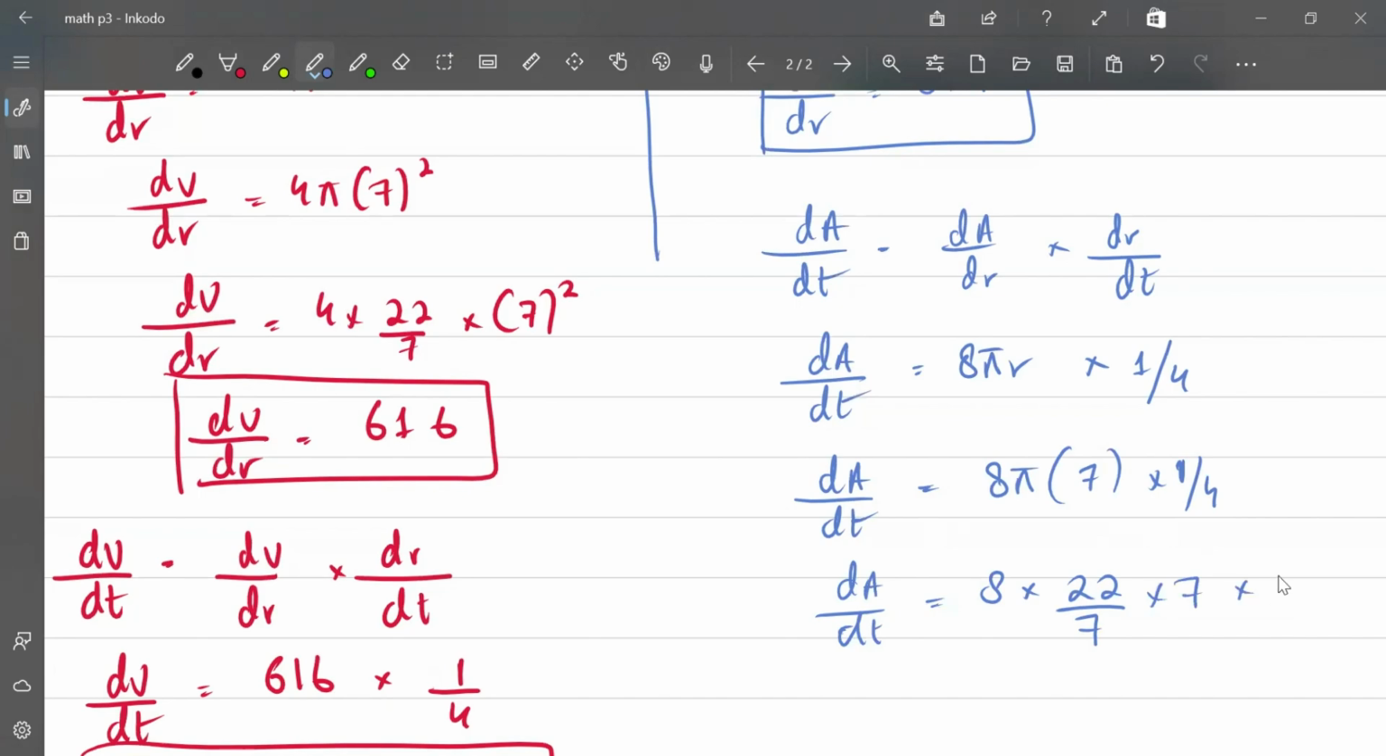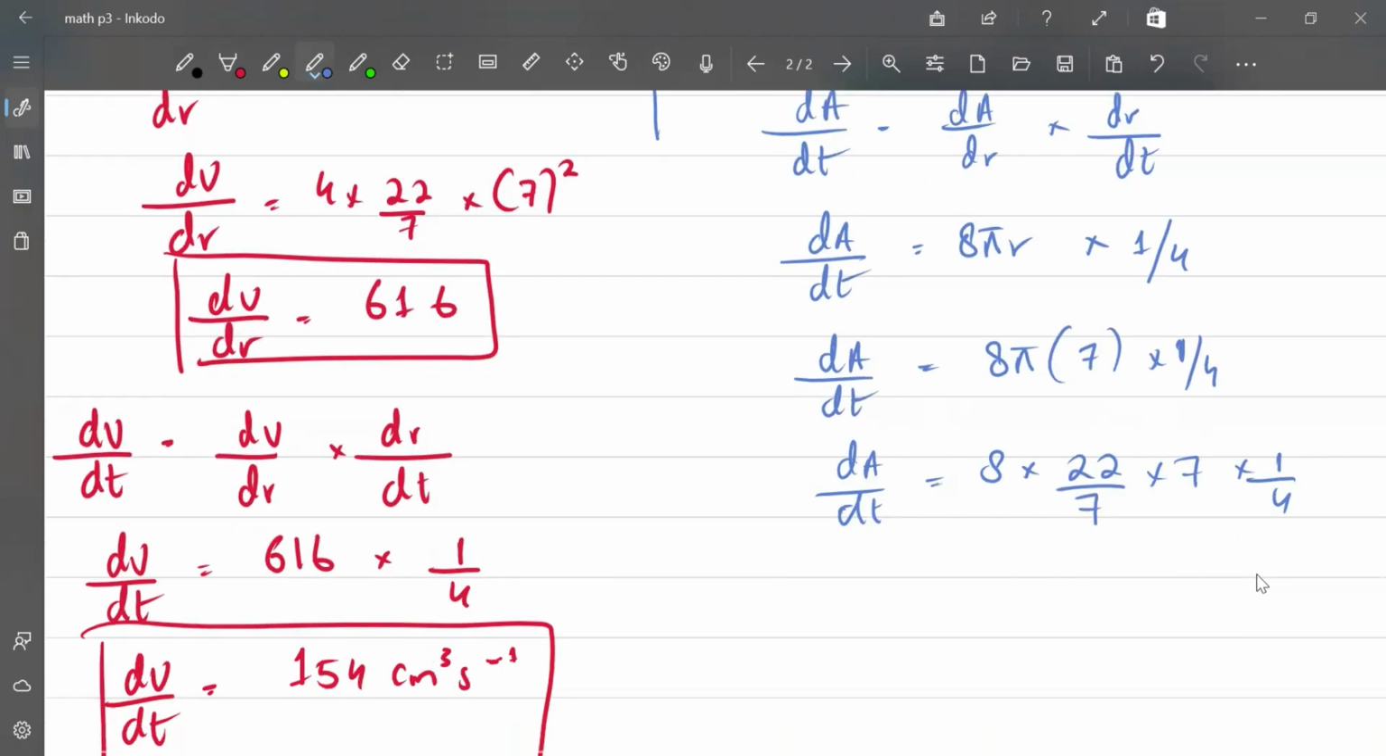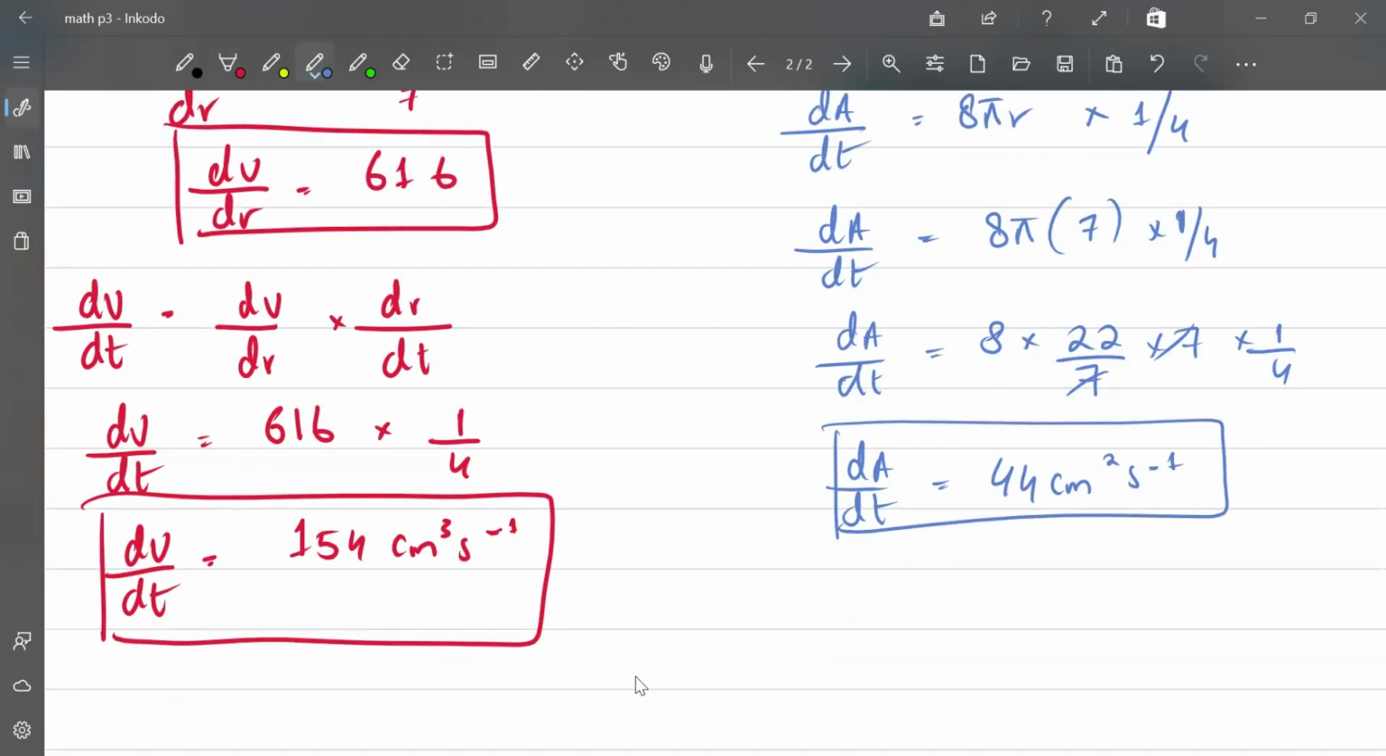But remember, in the paper you only have to use the exact value of pi. If you use 22 upon 7 in the paper, the examiner is not going to give you any marks for that. So 8 into 22 into 1 upon 4, we have 44 centimeter square per second. This is our rate of change of area, and this is our rate of change of volume. So I hope this model number 16, rates of change, is crystal clear.